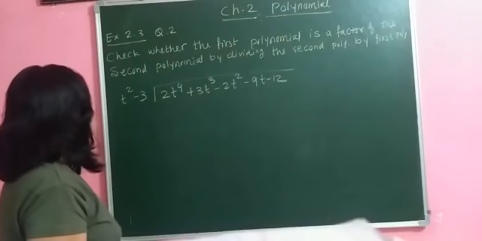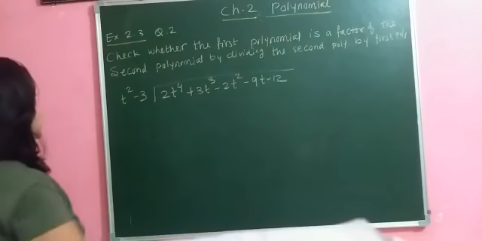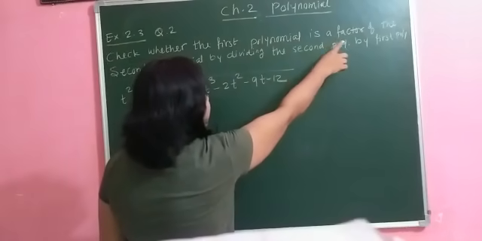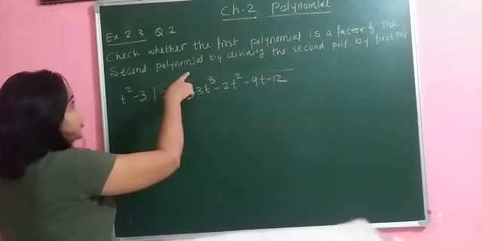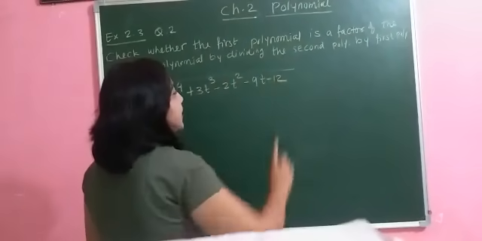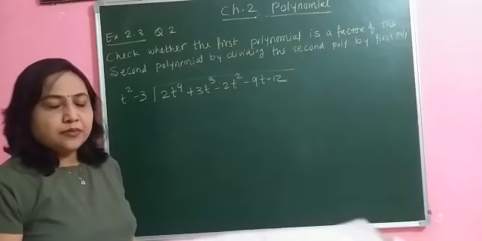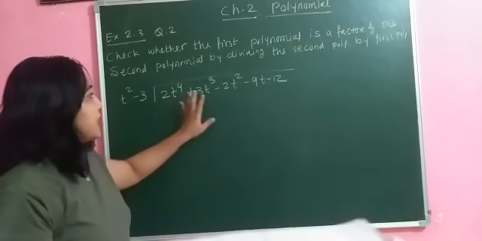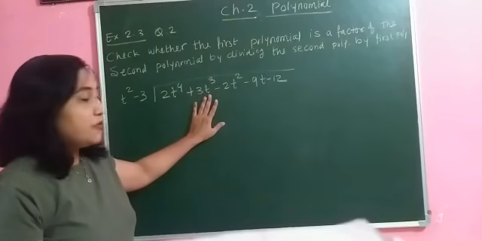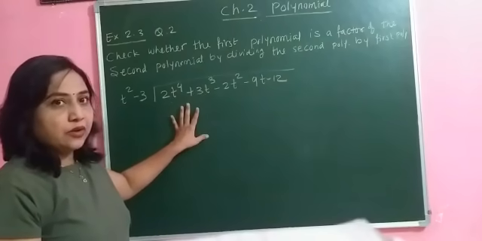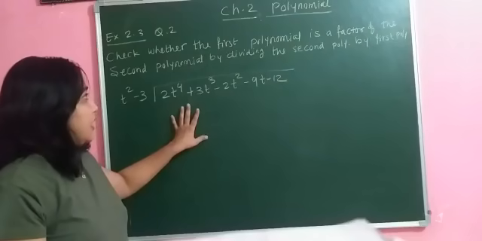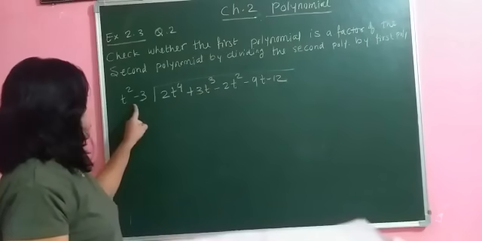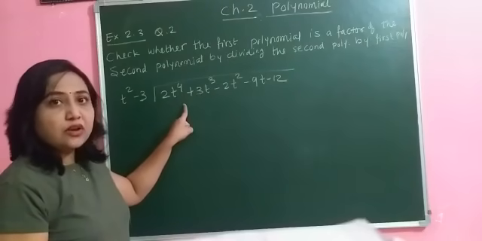We are continuing. In that question they are saying that check whether the first polynomial is a factor of the second polynomial by dividing the second polynomial by the first. Don't be confused. Here first polynomial is this and second polynomial is this. We have to divide this polynomial. So after dividing they are saying that check whether this polynomial is a factor of this or not.